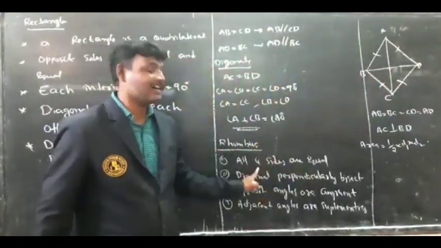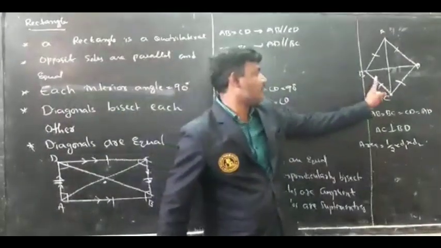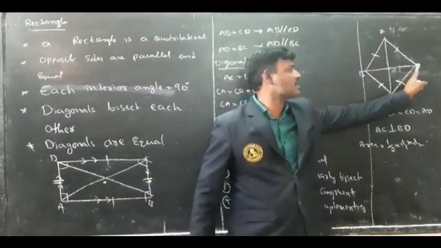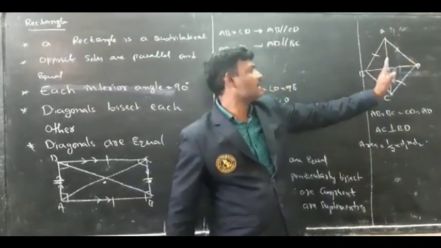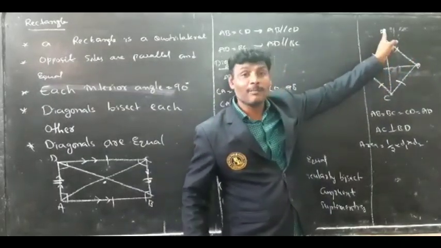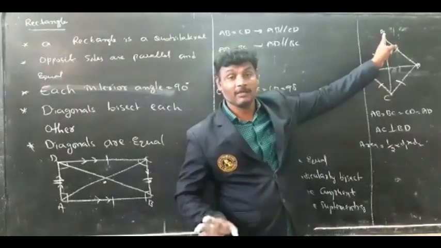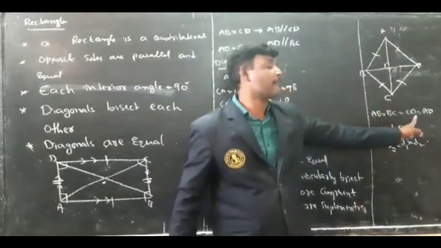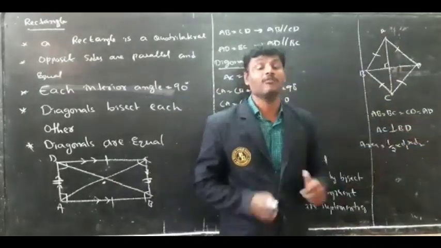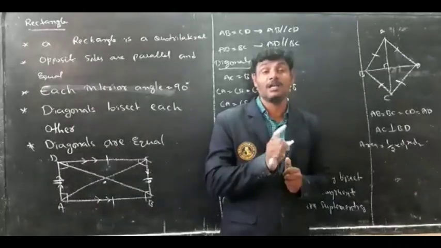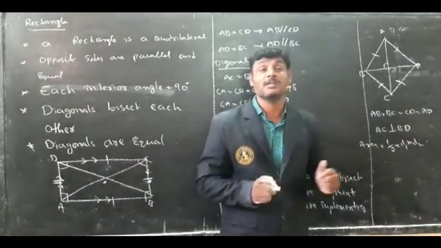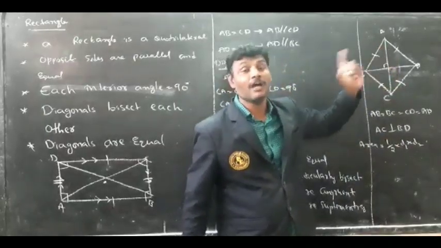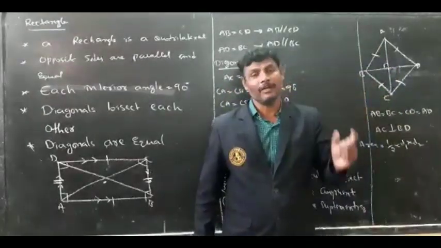In a rhombus, all four sides are equal. So the lengths of the four sides, that means AB is equal to BC is equal to CD is equal to AD. Next, diagonals perpendicularly bisect each other, so AC is perpendicular to BD. What is the formula to find the area of a rhombus? Half into D1 into D2. So the area of a rhombus is half of the product of the diagonals.